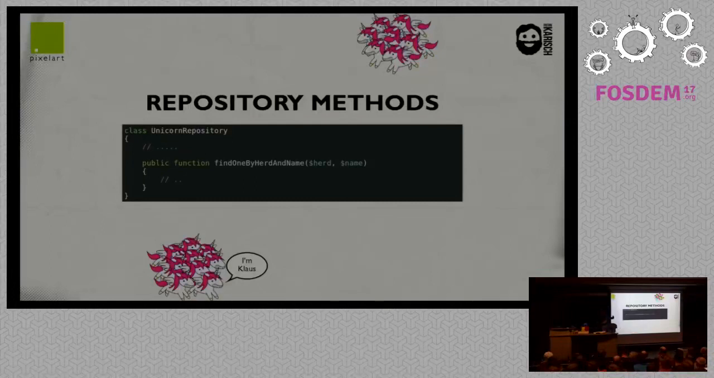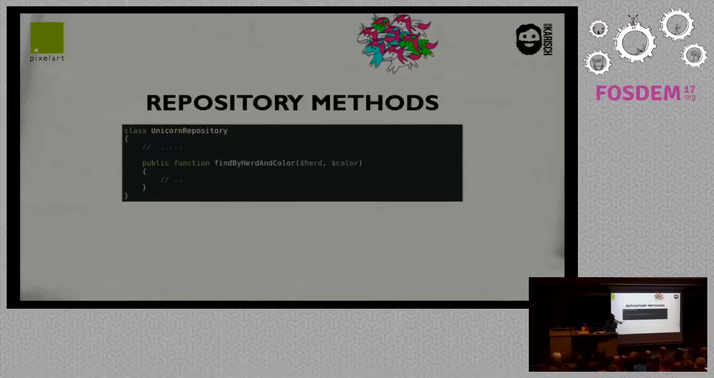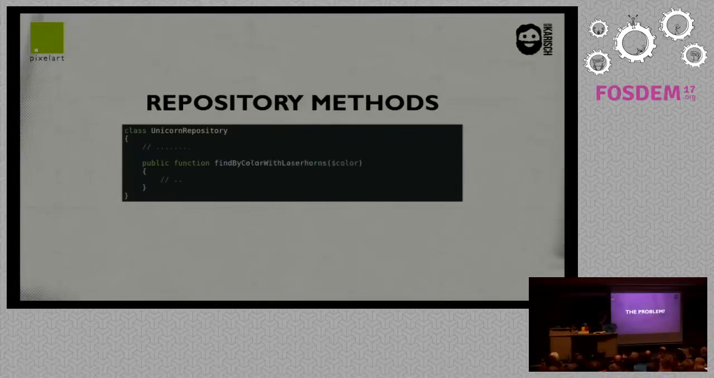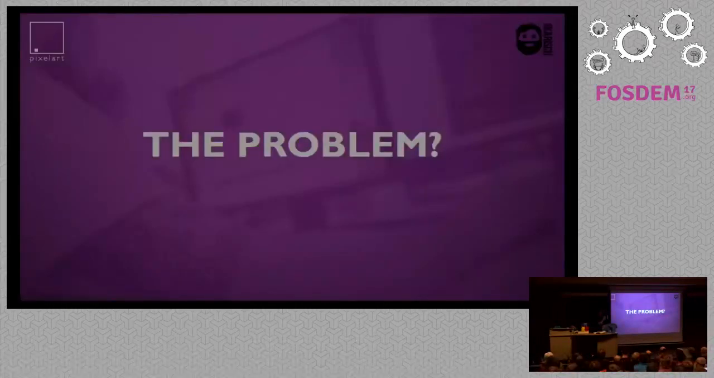And you can find unicorns by herd and color. So you want to find all green unicorns, but only in this specific herd, not every green unicorn. You can find by color with laser horns, and so on and so on. Who has counted the methods? No? Eight, yes. And that's not all.